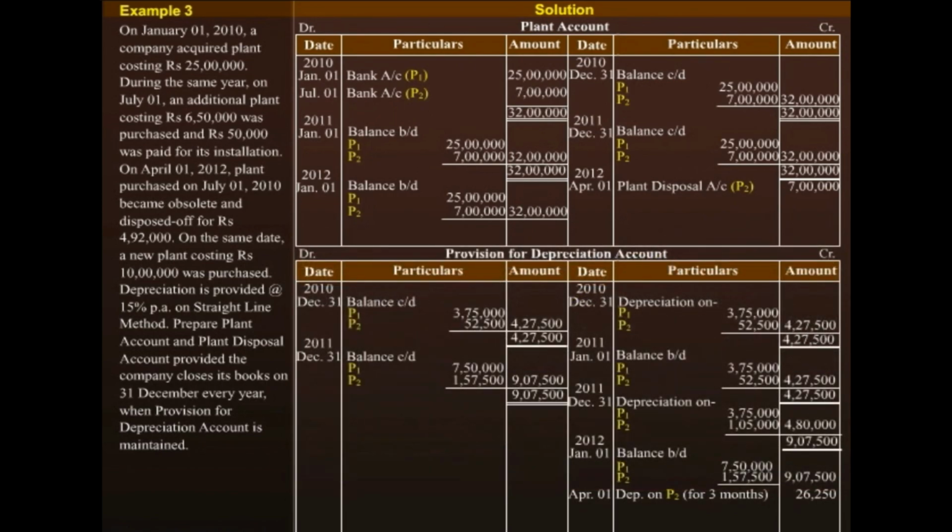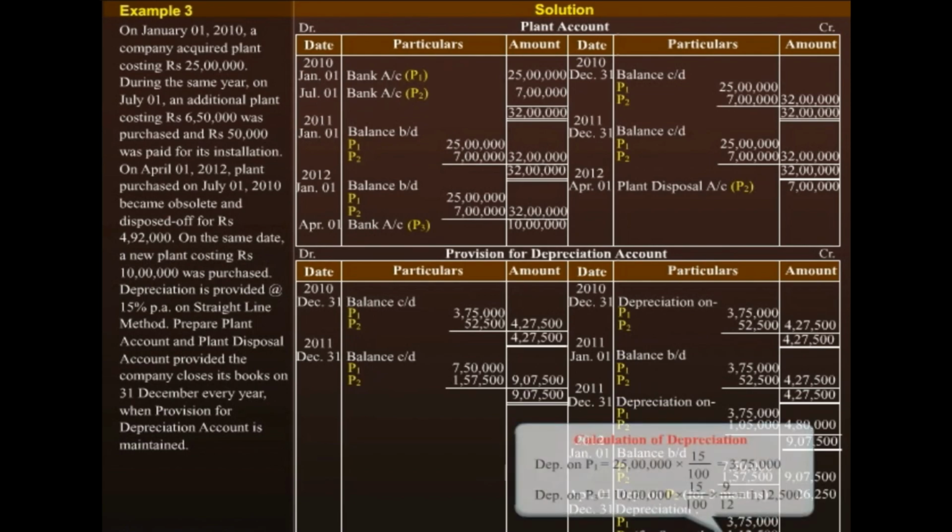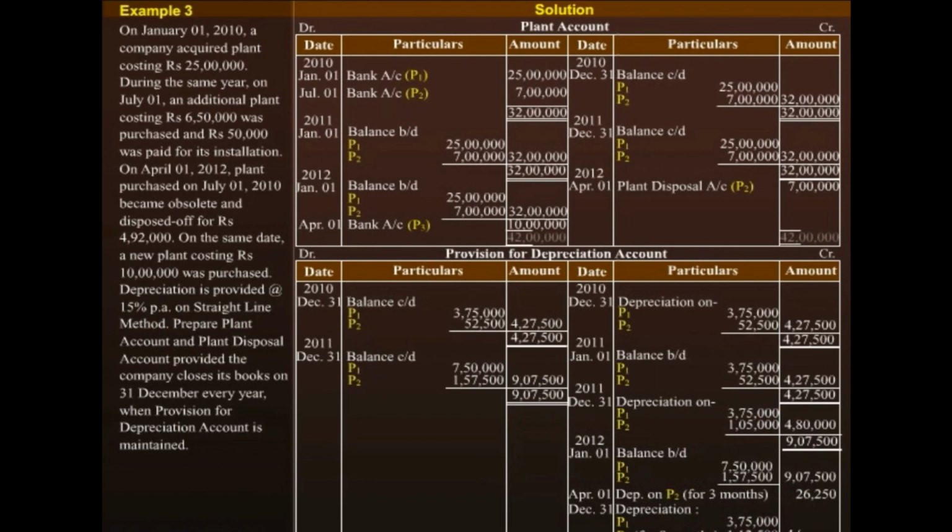Next, let's get back to the question. It is mentioned that a new plant was purchased. So, on 1st of April 2012, we debit bank account here like this. Let's name it as P3. Moving on to the year end, depreciation is charged on P1 for the full year, which is 3,75,000, and on P3 for 9 months, that is 1,12,500. Finally, both the accounts are closed.